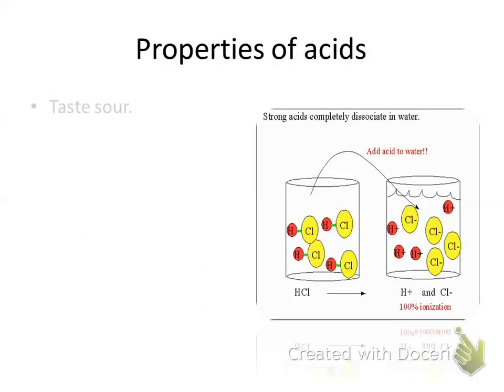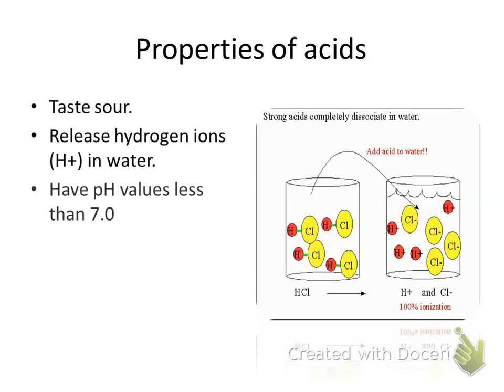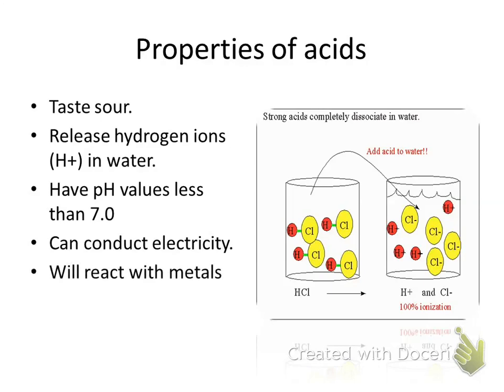Properties of acids, really quickly, they taste sour. They release hydrogen ions in water. pH values, and we'll look at pH next week. Their values are less than 7. They can conduct electricity, remember, only when they're dissolved in water. When they're pure, they will not. And they react with metals.